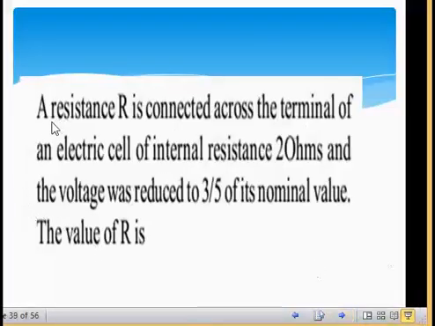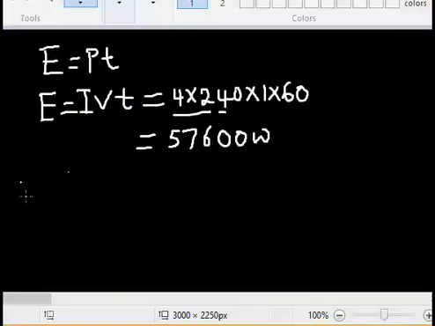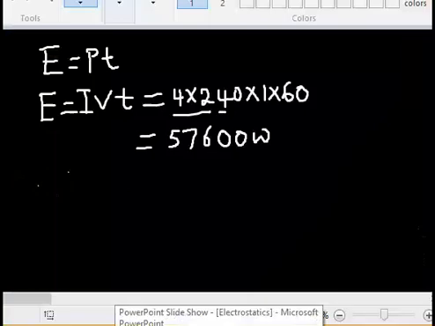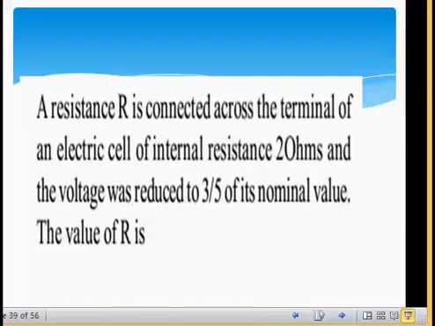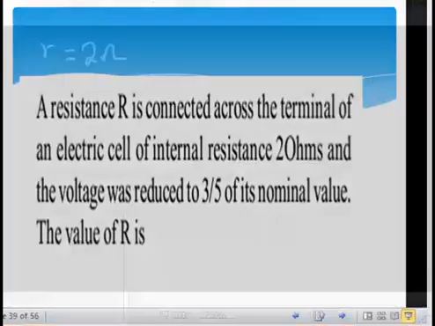Next question. A resistance R is connected across the terminal of an electric cell of internal resistance 2 ohm. Okay, so this is another question. The internal resistance is 2 ohm. So let's go there. The standard resistance R is connected across a terminal of an electric cell of internal resistance 2 ohm, right? And the voltage was reduced to 3 all over 5 of its nominal voltage.